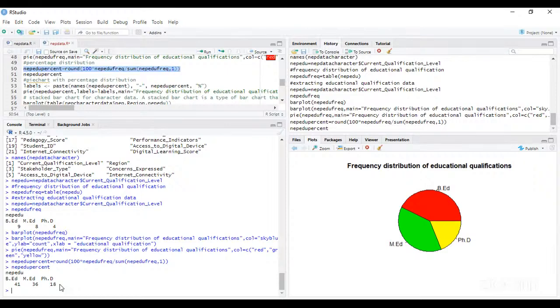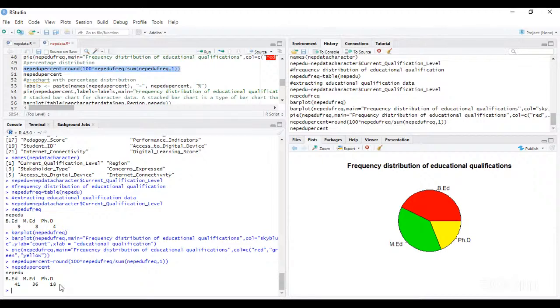Now you can see the difference between this B.Ed, M.Ed, PhD and the earlier B.Ed, M.Ed, PhD. Can anybody tell me? Just focus on the screen in the console section. We have mentioned B.Ed, M.Ed, PhD two times. What is the difference between these two? This last one is the percentage out of the total, I mean, what is the percentage of B.Ed people? Correct. And the first one is showing the number of absolute numbers. Correct. So this is the percentage.